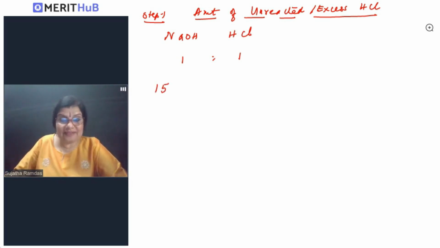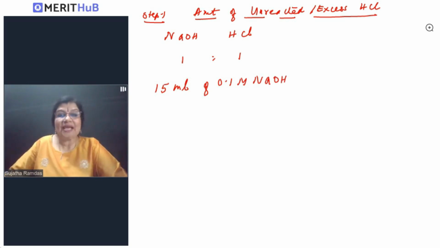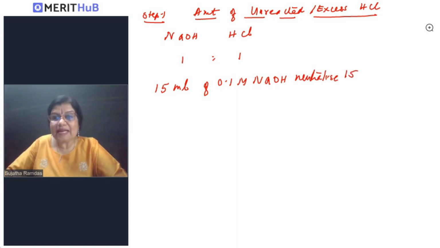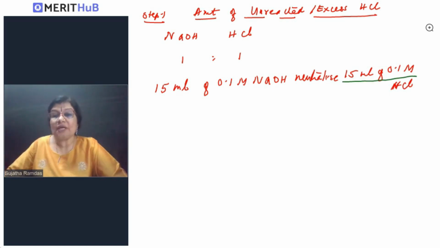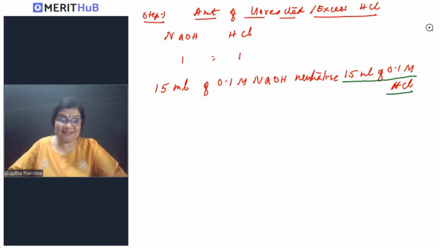We are provided with 15 milliliters of 0.1 molar sodium hydroxide. Now, this will neutralize 15 milliliters of 0.1 molar hydrochloric acid because the mole ratio is 1:1. So here we have the volume and concentration of hydrochloric acid, which is unused. So this is the unused or unreacted hydrochloric acid. All right. So we have got this information.